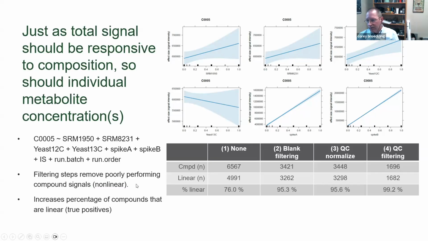The downside is that while we're increasing the percentage of compounds that are linear, so we're up to 99% here, we also actually have a pretty high false negative impact. So we started out with almost 5,000 linear compounds, and we ended up with under 1,700. So we've thrown away about 70% of our linear responding compounds.